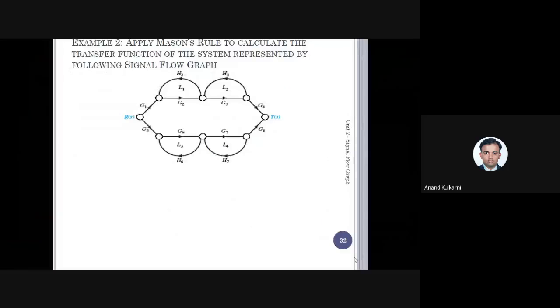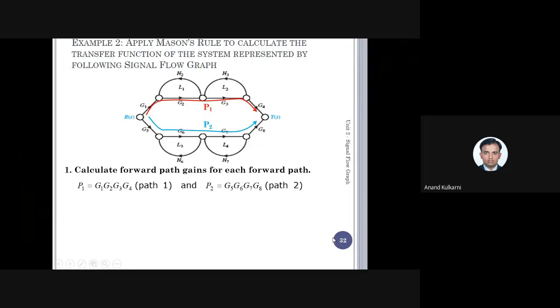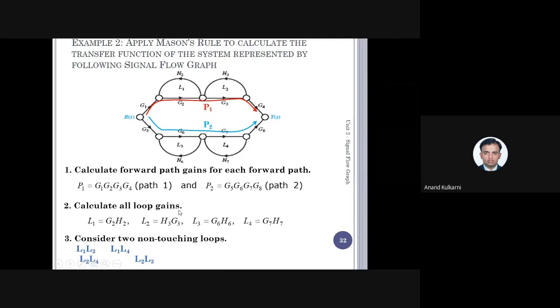So there are four forward paths. Then there are four loop gains. Now, if you just observe, here we'll have that second condition, taking two loops together which are not touching. That is possible. If I take L1, L3 and L4, L1 and L3 are the two loops which are not touching. Then L1 and L4, this is the second pair. Then L2 and L3. Then L2 and L4.